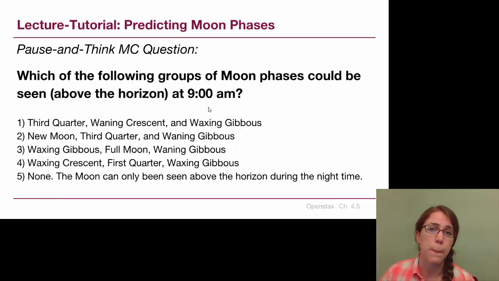Okay, so a question that we should answer once we've tried the lecture tutorial. So if you haven't yet, then you probably won't be able to think through this one too much. So we want to think about which of the following groups of moon phases could be seen above the horizon at 9 a.m. The easiest way to answer this is to try to draw on a piece of paper in front of you all of the moon phases, and then put a little stick figure person like we tried in the lecture tutorial, put them at 9 a.m. and figure out what would be above their horizon at that time.